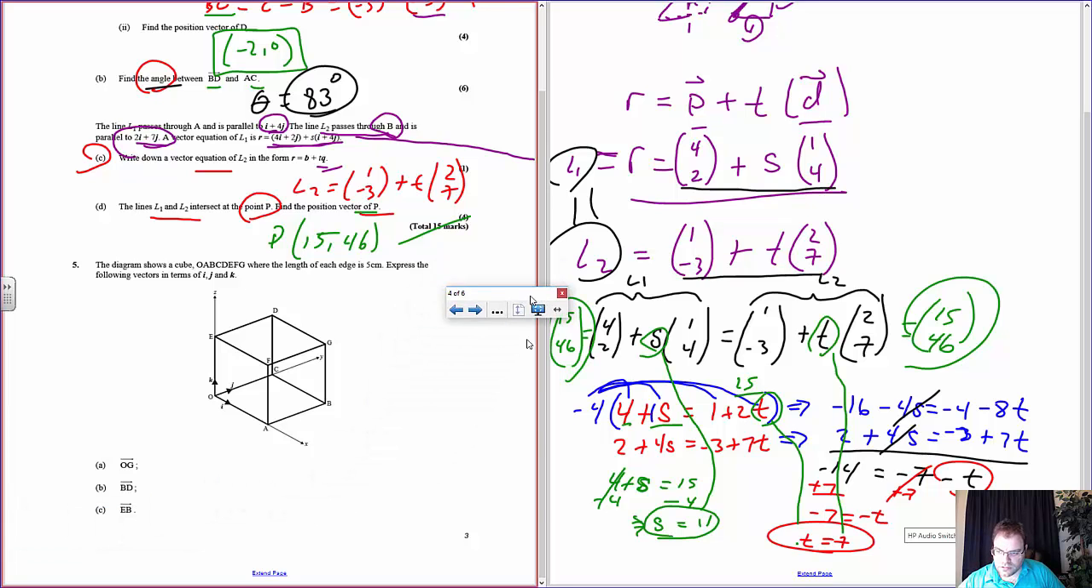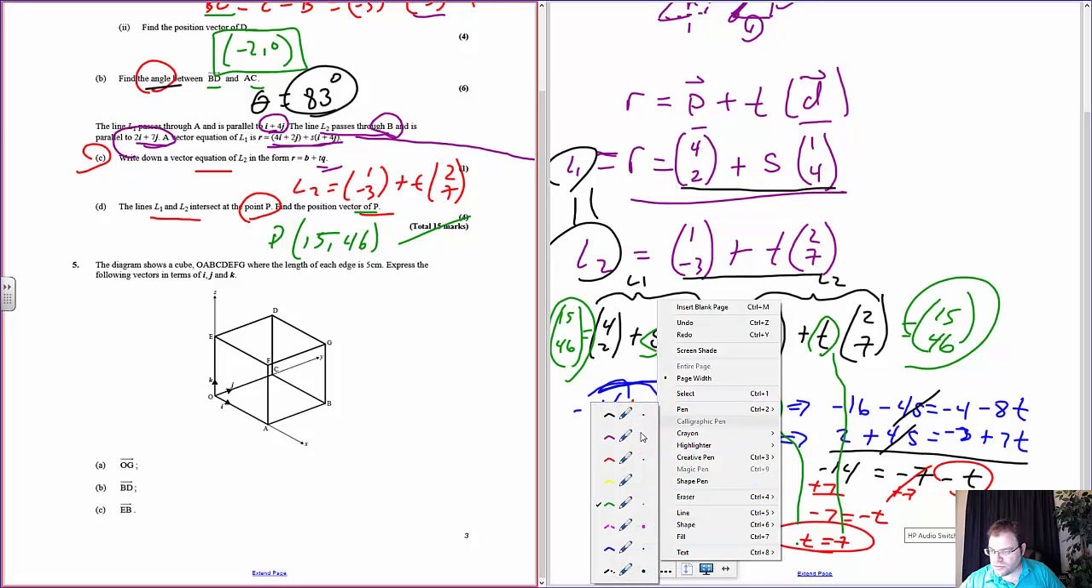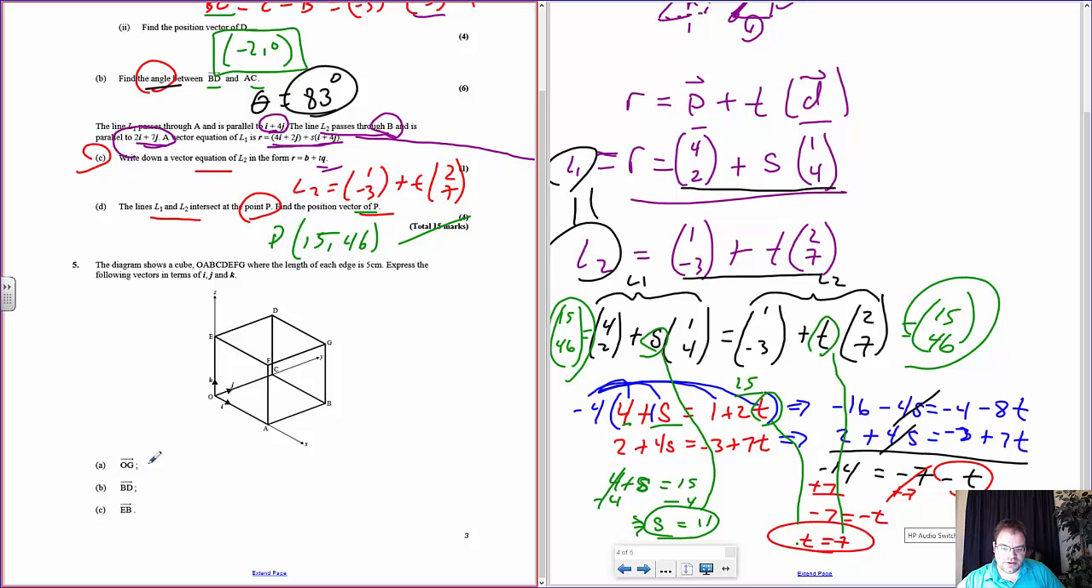All right, moving on. Let's move this out of the way. Change my color to something else. Blue is fine. So let's find the vector OG. We have a cube, given by this, OABCDEFG.